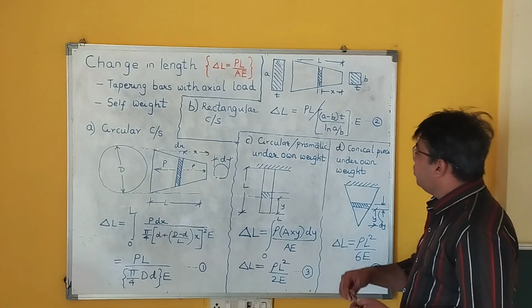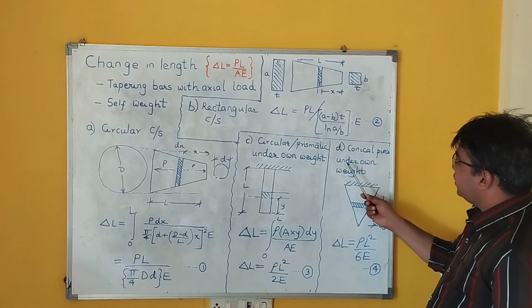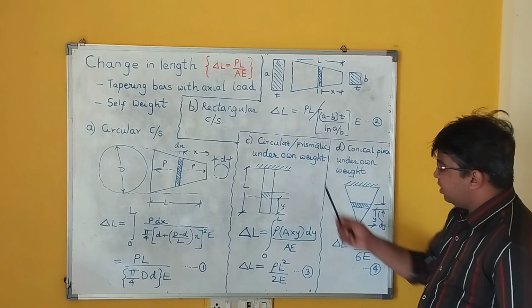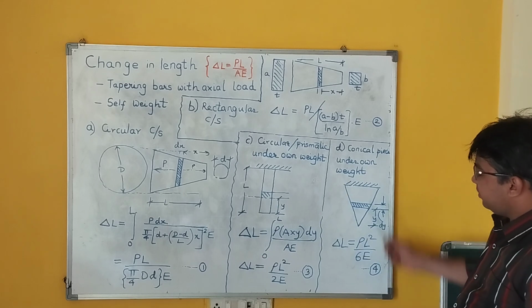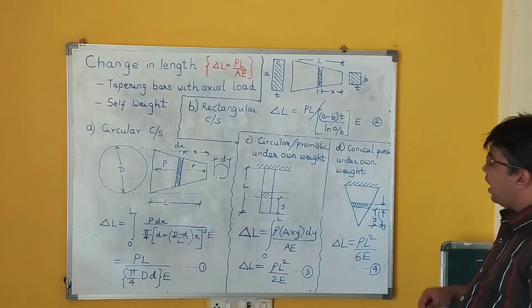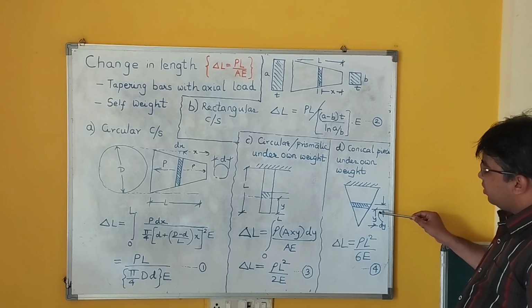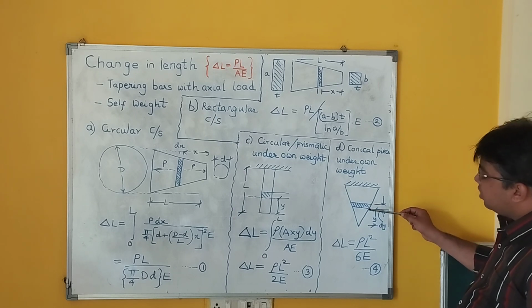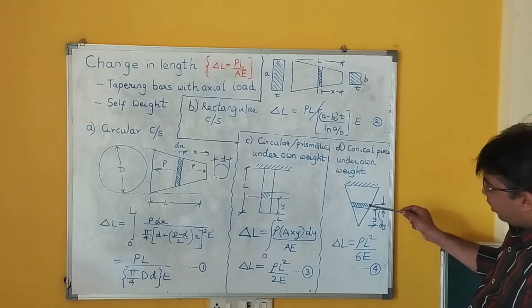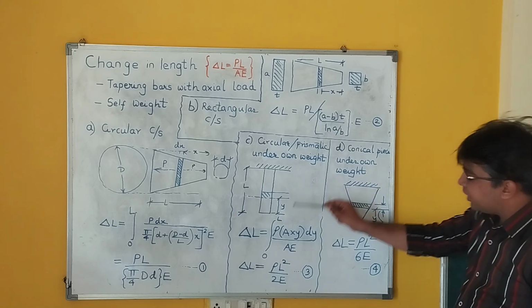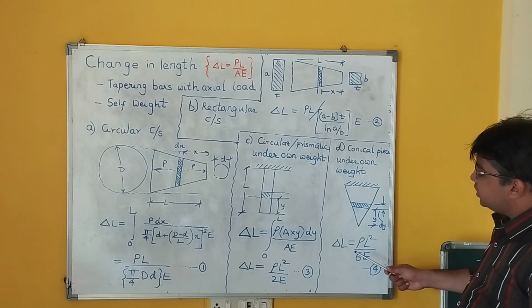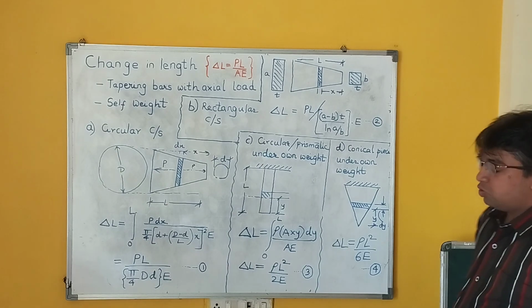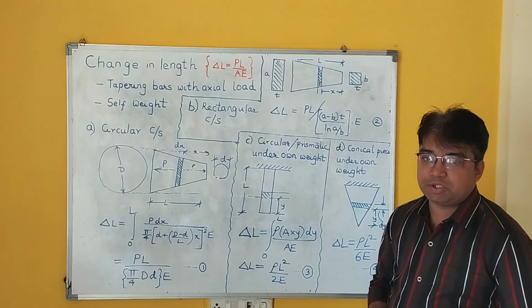Now lastly, coming to a conical piece under its own weight. On similar grounds as the previous case, we take an element at a distance y, the length of the element is dy, find out the magnitude of elongation of the small element, and then integrate over the entire length. This gives you delta L equal to rho L square by 6E. So with this I would like to end today's presentation. Thank you.